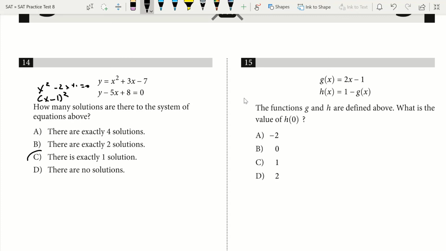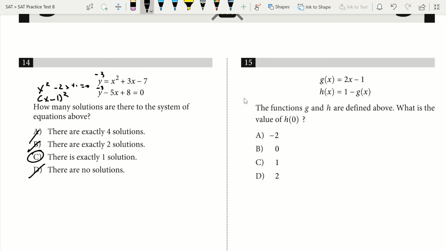I can factor that, and I can say that that's going to be x minus 1 squared, which means that there's only going to be one solution, right? And I plug in 1 for my answer, and I get 1 squared is 1 plus 3, that's going to be 4. 4 minus 7 gives me negative 3. Negative 3 minus 5 is going to give me negative 8 plus 8, that equals 0. Answer C.